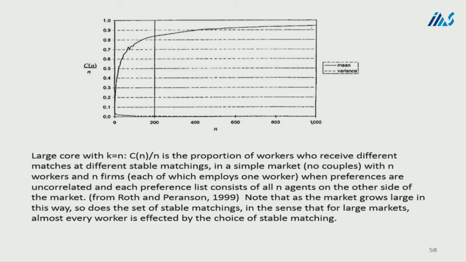So we said, let's do the same exercise, but let's put a limit on how long your rank order list can be. So now we're going to generate uncorrelated preferences by saying the workers have uncorrelated preferences and the firms have random preferences over those who apply to them.